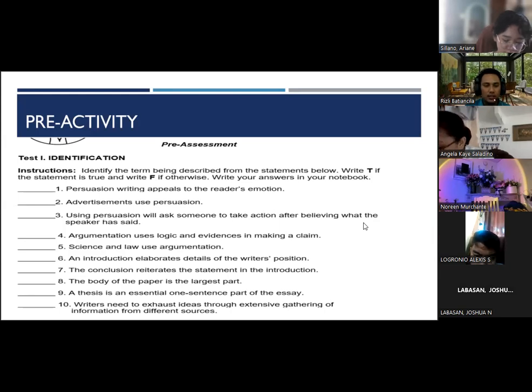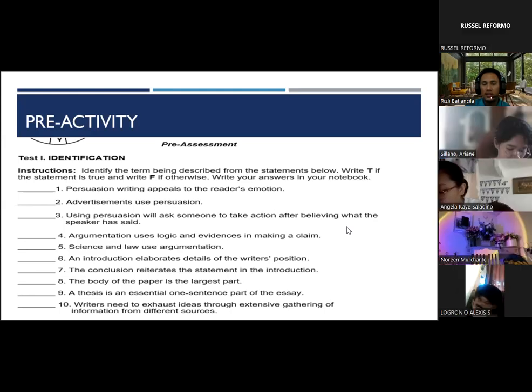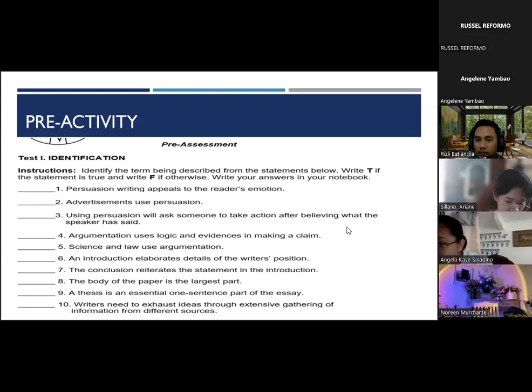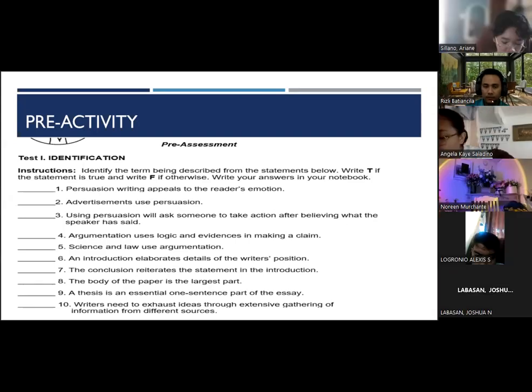Next, second to the last, a thesis is an essential one-sentence part of the essay. A thesis is an essential one-sentence part of the essay. Yes, Angeline? False. Okay. What else? Why false?